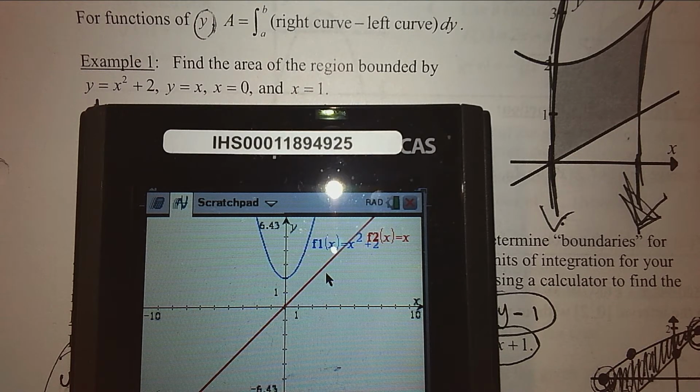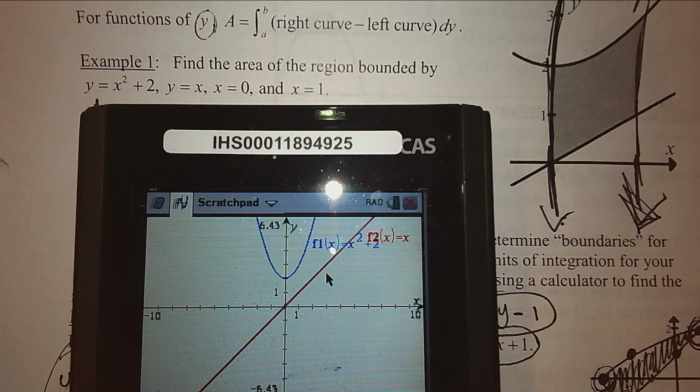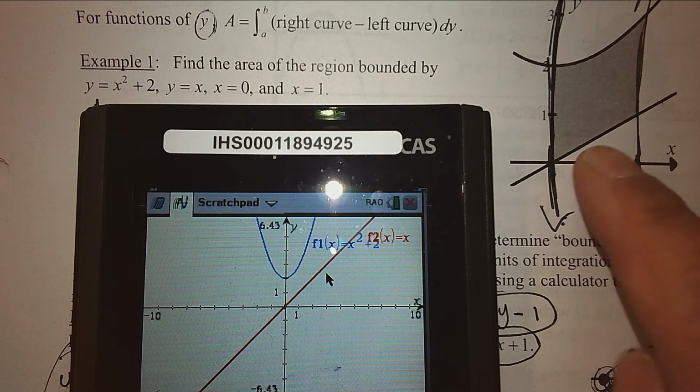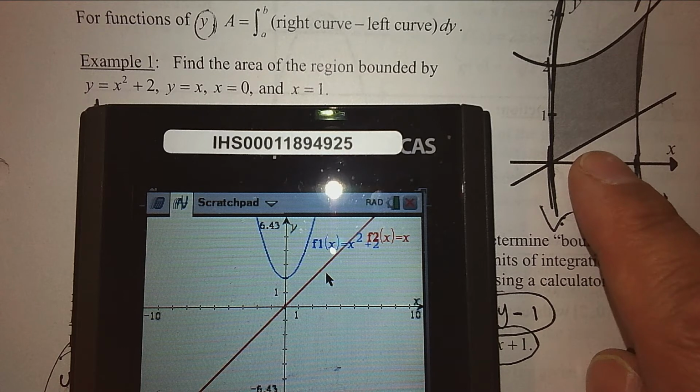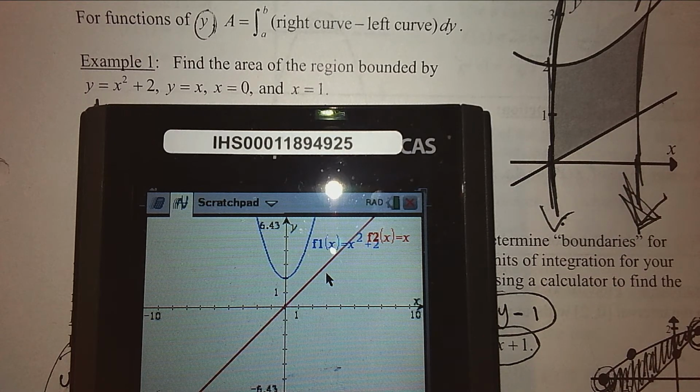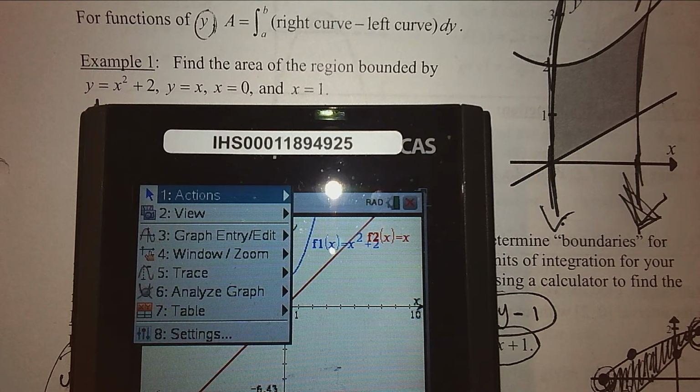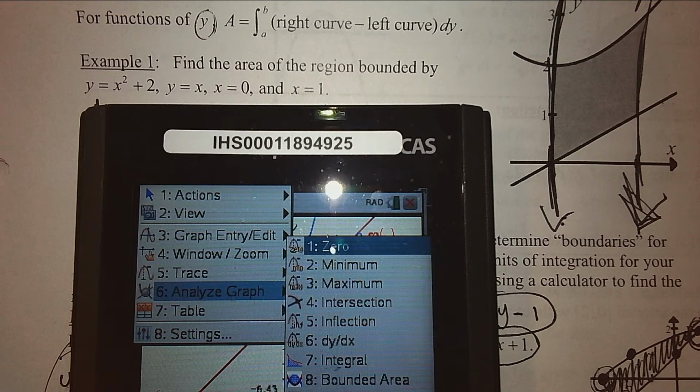You can see that these two things do not intersect, neither do they in our notes. On our example here, they don't intersect, but it doesn't matter. And then, how do you find the area between those two, the parabola and the line, using our calculator? So we're going to go to Menu, we're going to go to Analyze Graph, and we're going to go to Bounded Area, which is 8.